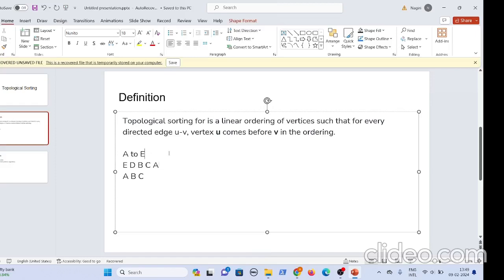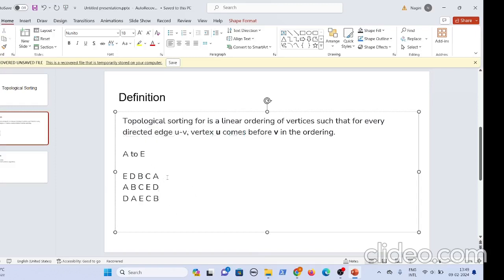Now let us consider a graph that contains vertices from A to E. Now I have arranged these vertices in some order. This could be one order: E, D, B, C, A, and another order could be A, B, C, E, D, and another order could be D, A, E, C, B. So these are all the different ways of arranging these five vertices, right?